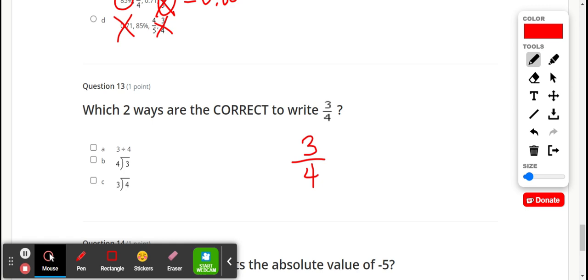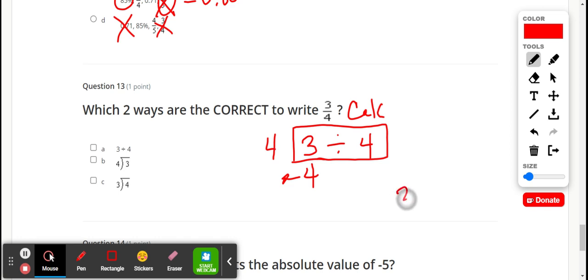There's two forms of division outside of the fraction. We're going to divide in a calculator. This is calculator division. And then longhand division, the 4 is going to go outside. So 3 is divided by 4, and 3 is divided by 4. This one is not the same thing. This is saying 4 is divided by 3. That is reverse order. So which two ways are the correct way to divide?